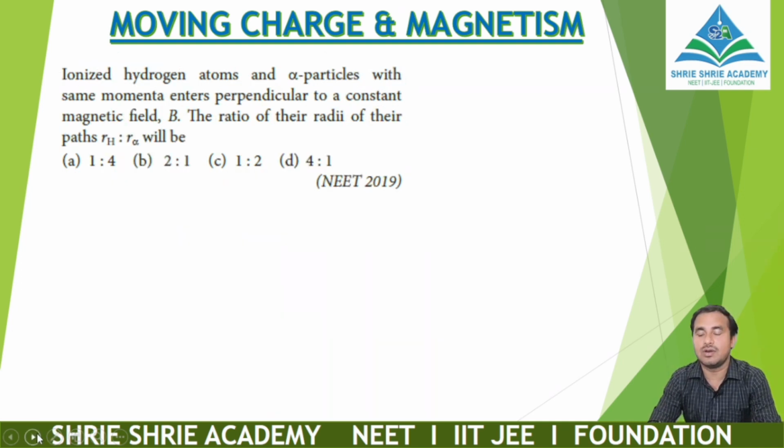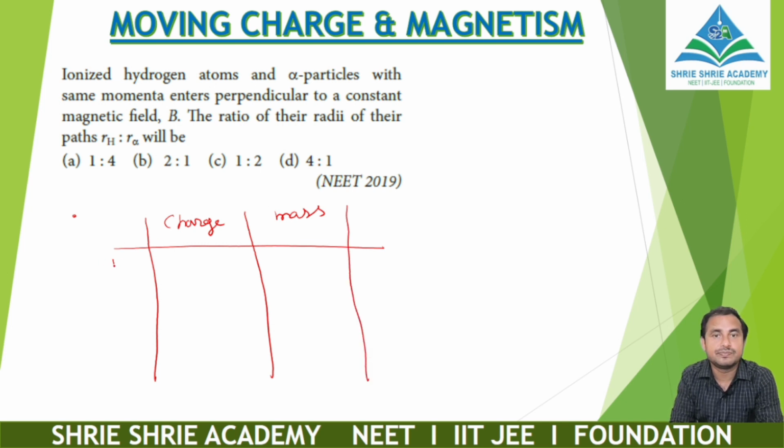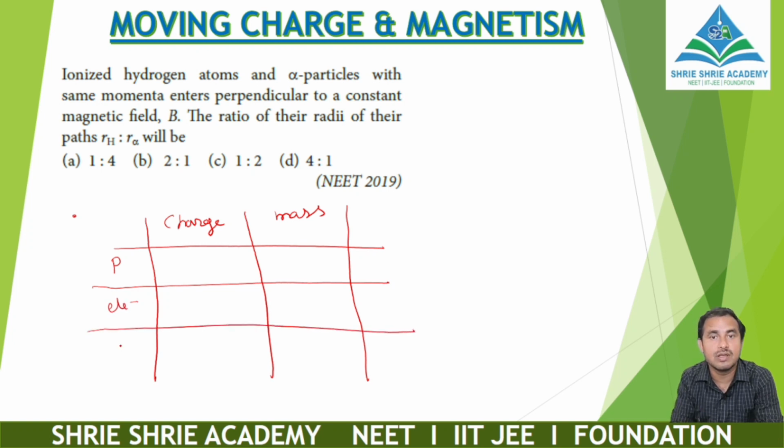Here in this question, before doing this question, you should know the charge and mass of each subatomic particle. Okay, so that is very important. I'll give you, so let's note the charge and mass. You have the particles: proton, then electron, then alpha particle, and then deuteron, which we can call deuterium also.